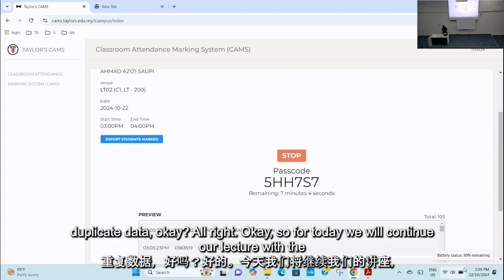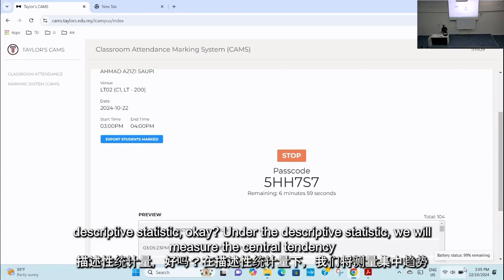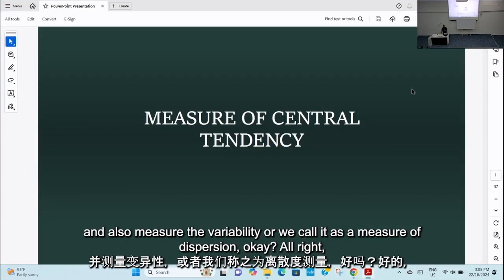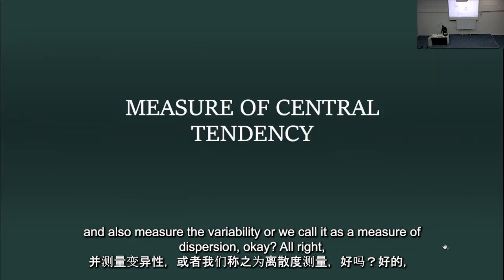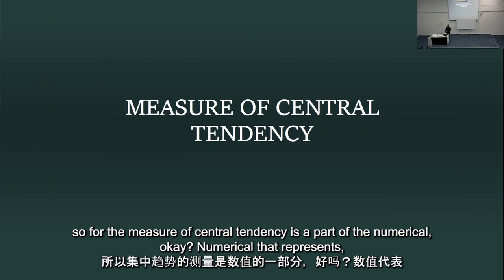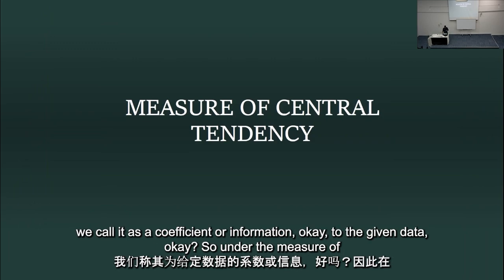Alright. For today we will continue our lecture with descriptive statistics. Under descriptive statistics we will measure the central tendency and also the variability, or what we call the measure of dispersion. The measure of central tendency is a numerical value, what we call a coefficient or information, for the given data.